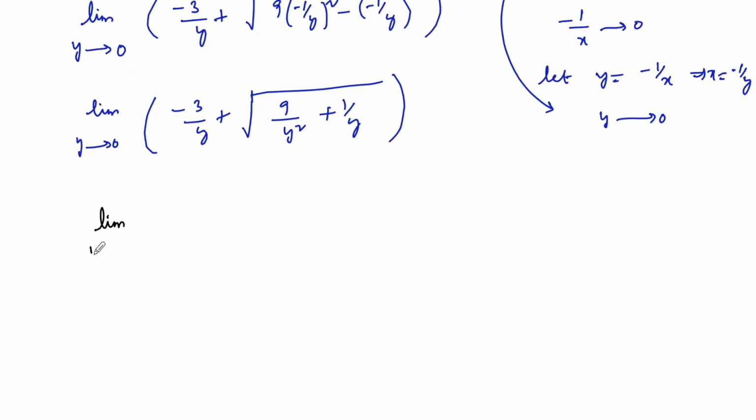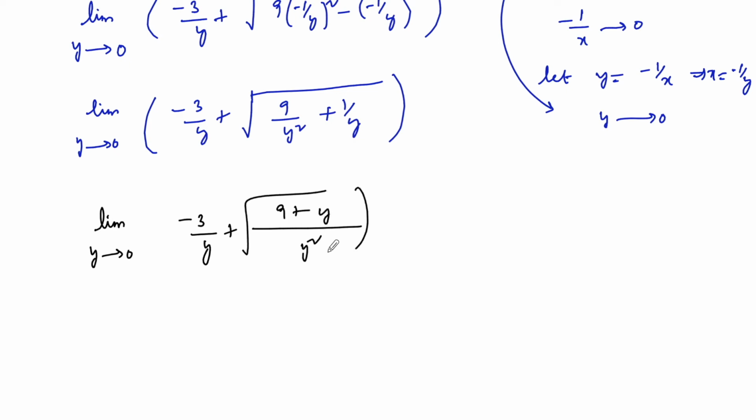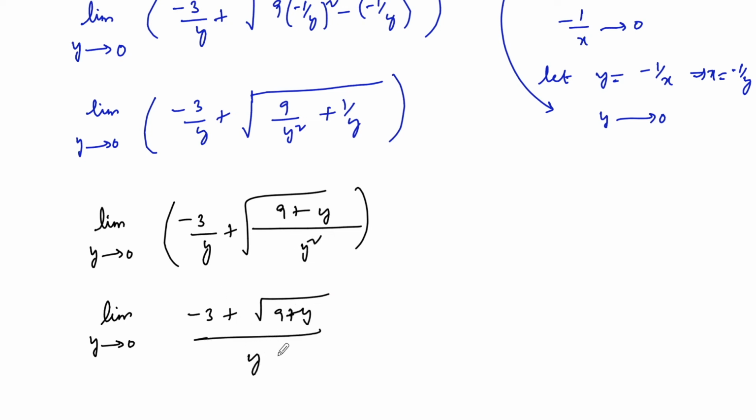So which is equal to limit y tends to 0 minus 3 upon y plus, we can take LCM, y square is LCM, and here 9 plus y under root. So limit y tends to 0 minus 3 plus root over 9 plus y upon, square root of y square is y, so we can take y. So let us rationalize it. Multiply by minus 3 minus root over 9 plus y upon minus 3 minus root over 9 plus y.